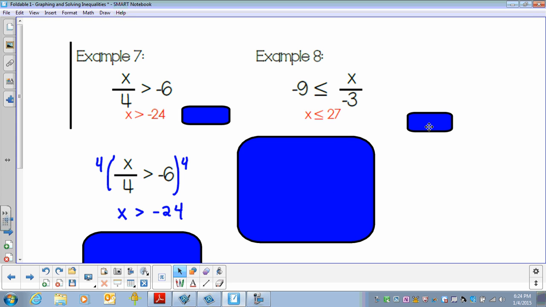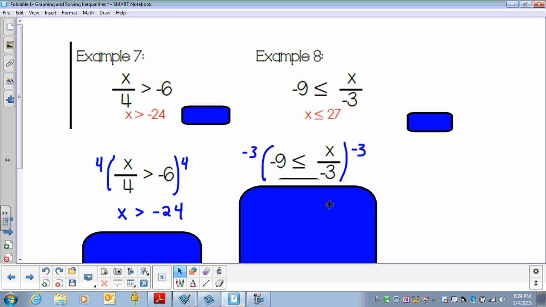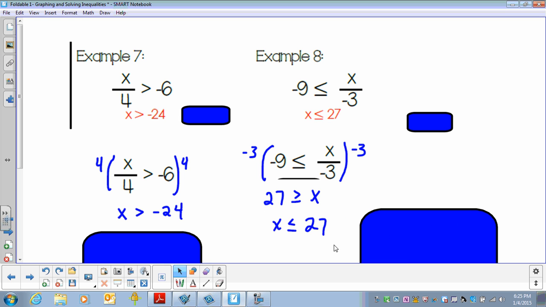The answer is x is less than or equal to 27. So the first thing we did was we multiplied each side by the denominator of negative 3, which leaves us with 27 is greater than or equal to x. And that's because we multiplied by a negative number, so we needed to flip the sign. But we want our answer with the x on the left side. So if 27 is greater than or equal to x, then x is less than or equal to 27. So I need to flip my sign.